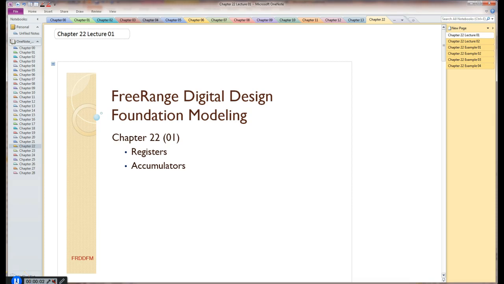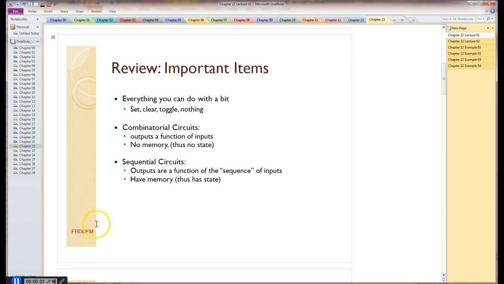This is Free Range Digital Design Foundation Modeling, Chapter 22. The topic of this chapter is primarily registers. Registers are a very important part of another popular circuit, which is an accumulator, and we'll get into both of those in this chapter. Quick review items here, since we'll be using this with registers.